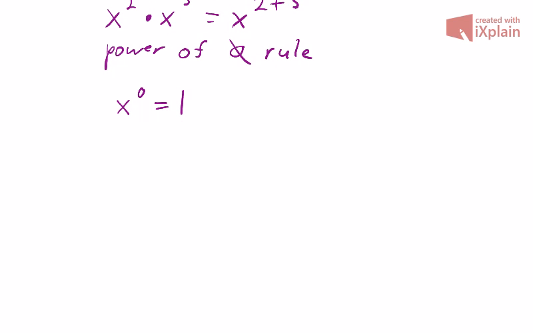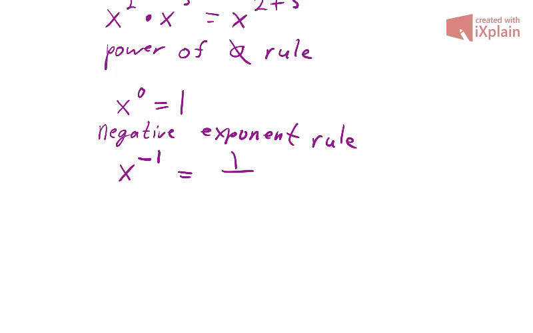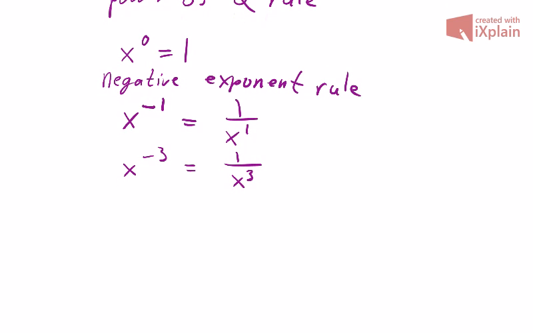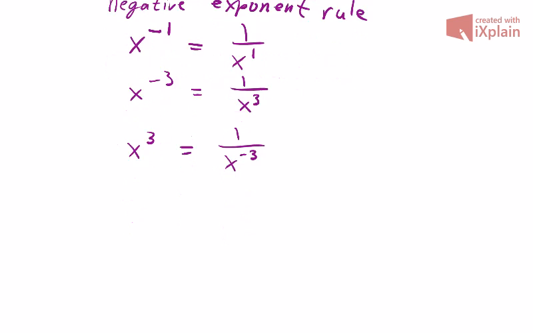And we also have our negative exponent rule, which is going to say that anything to a negative exponent is going to be equal to 1 over it to a positive exponent. And x to the negative 3 would be the same as 1 over x to the third. What that also means is that x to the power of 3 is equal to 1 divided by x to the negative 3, just as a little side note.